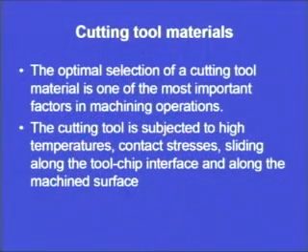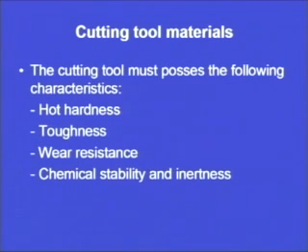Then the cutting tool, when it is subjected to all these important conditions that we have already discussed in the previous section, has to perform its operation. So what are the requirements, or what are the characteristics, that a material out of which we are going to make a cutting tool should possess, so that all these conditions do not have a deteriorating effect on the life of the tool? That we are going to discuss now. So the cutting tool must possess the following characteristics.